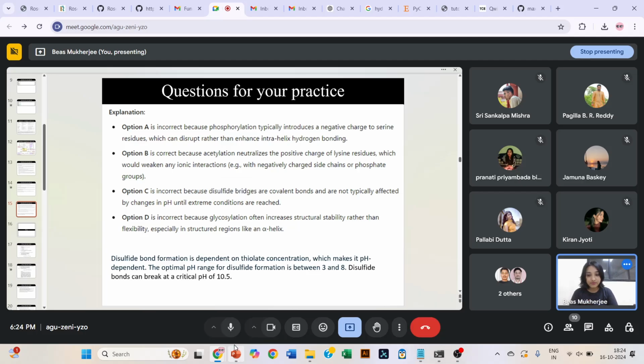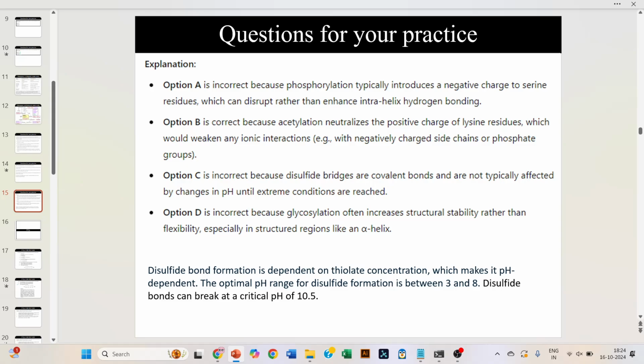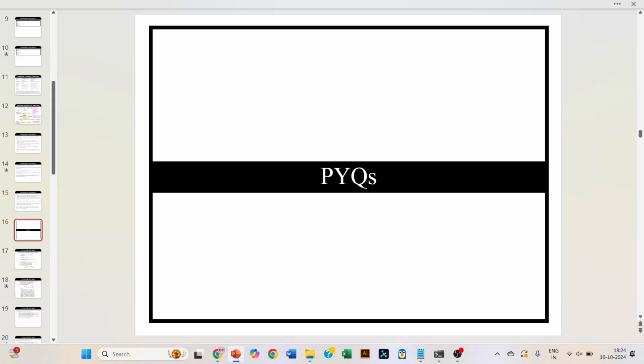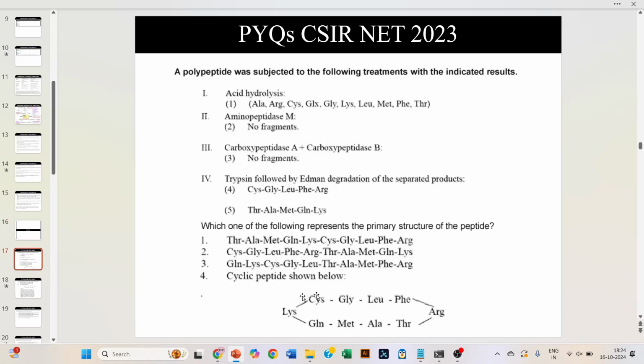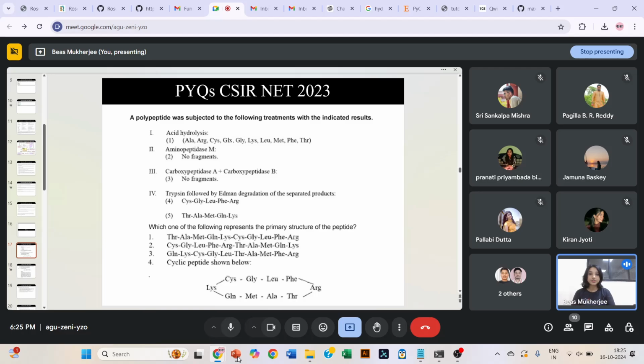Okay, we'll move on to the next question. Here are your previous year's questions. Okay, you can try to solve this question. This question is taken from CSIR NET 2023.